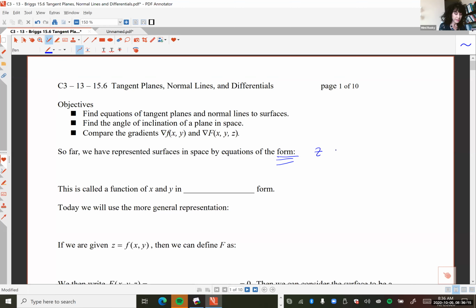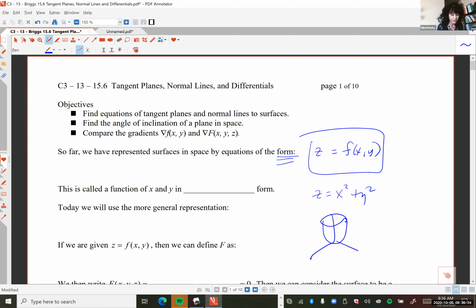Little z is equal to f of x, y. Okay? And when you do have an equation in that format, just as an example, z is equal to, I'll do something easy, x squared plus y squared. That's an equation for a paraboloid, which, if you look at the graph, looks like that. Kind of cool.